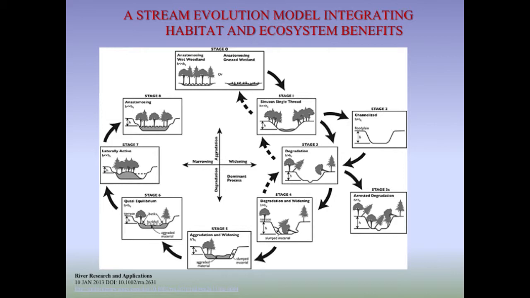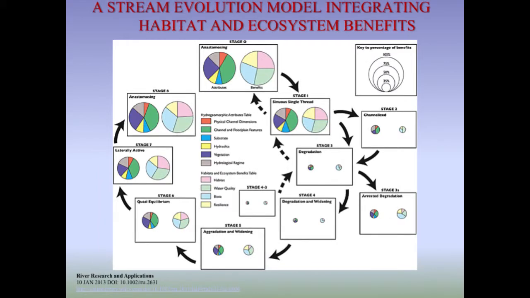What they've added is a precursor stage here that represents pre-settlement conditions, stage 0, or anabranching condition. And then I've added, notably, two stages at the end here: stage 7, a stage of a laterally active channel. And finally, we end up back where we started again with an anastomosing channel, our floodplain system.